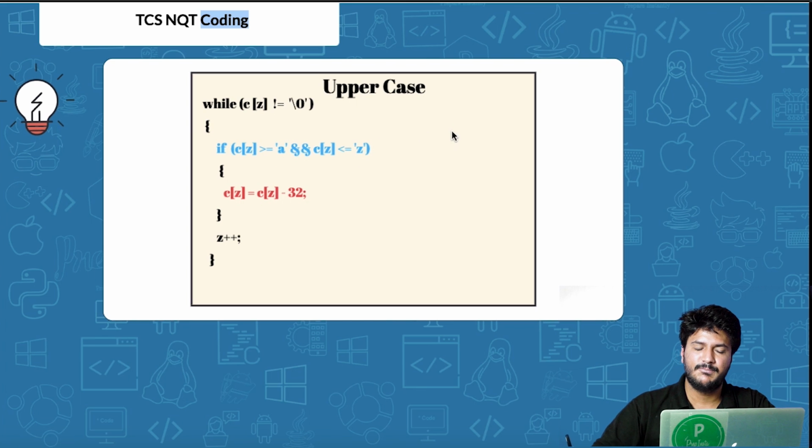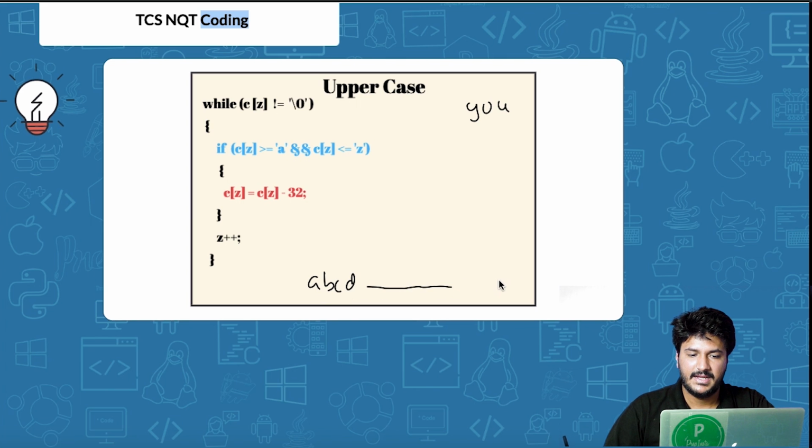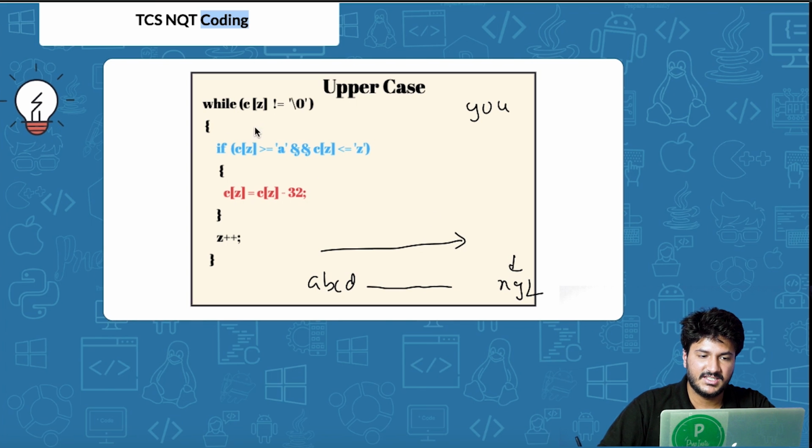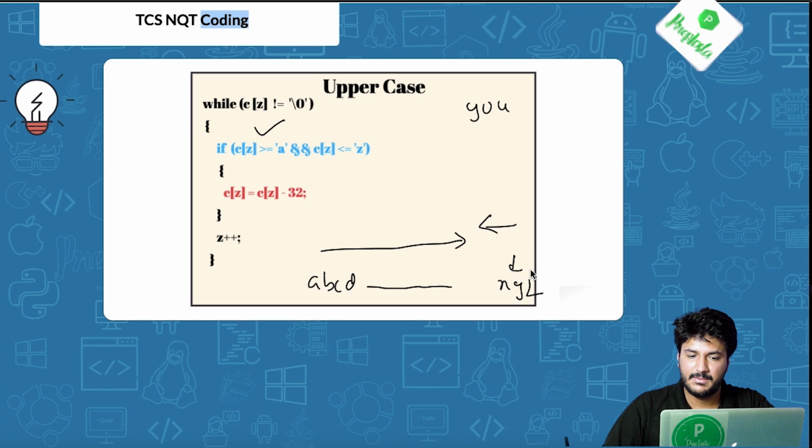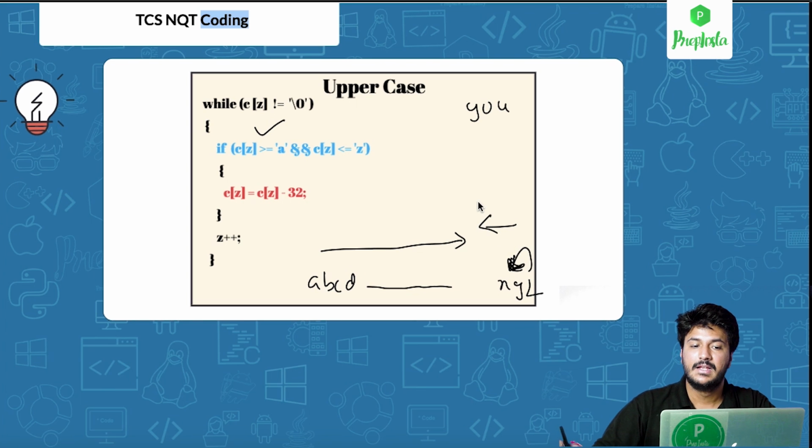Okay, so what you will do is, if your number, let's say U, is greater than or equal to A, that is, let's say A, B, C, D, dash dash dash, X, Y, Z. So U falls here, which is greater than, obviously, because it is coming after, so this condition is satisfied, and less than or equal to Z. Because it is coming before Z, this is also satisfied.